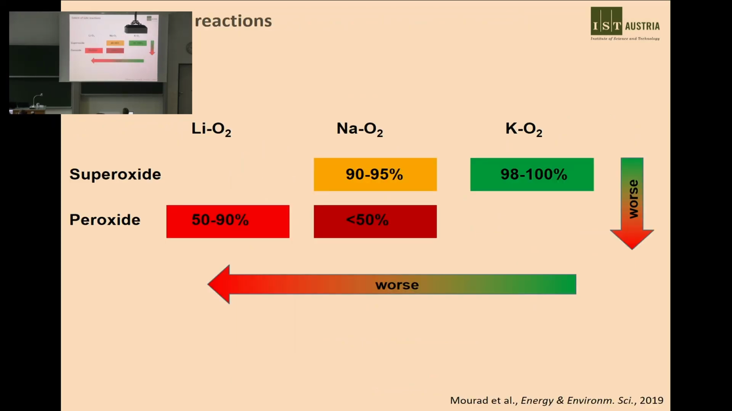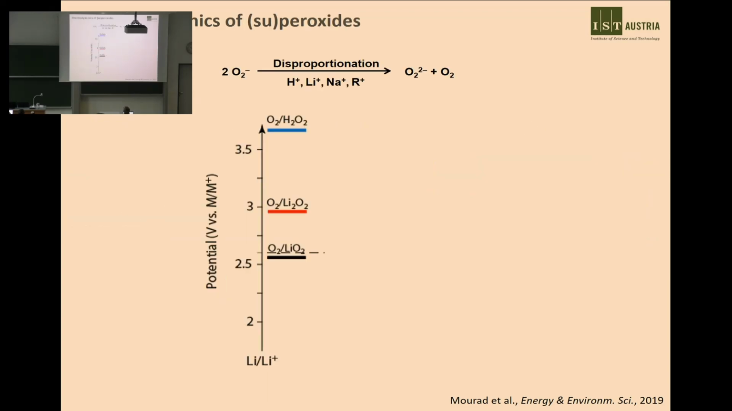So just to remind, this is the pattern that we find. With potassium, we are sort of safe, but as we go towards lithium, it's becoming worse, and as we go from superoxide to peroxide, it's again worse. So this, of course, doesn't fit with the notion that it's coming from superoxide. But how we approach this: looking at the thermodynamics of superoxides and peroxides in combination with possible cations.